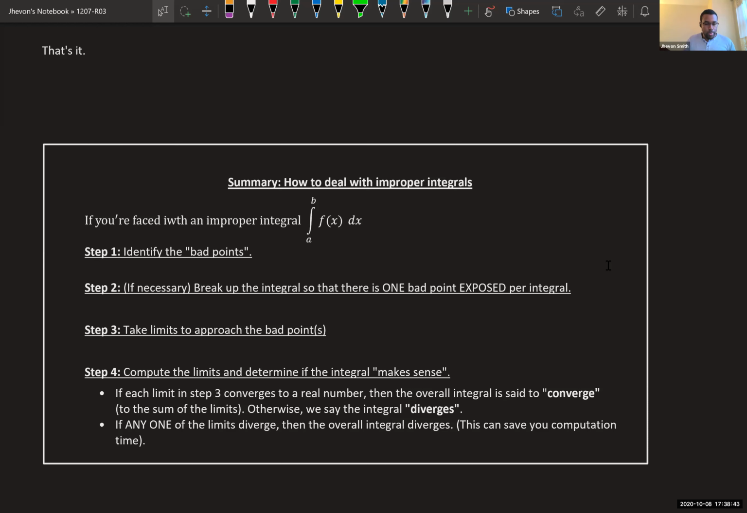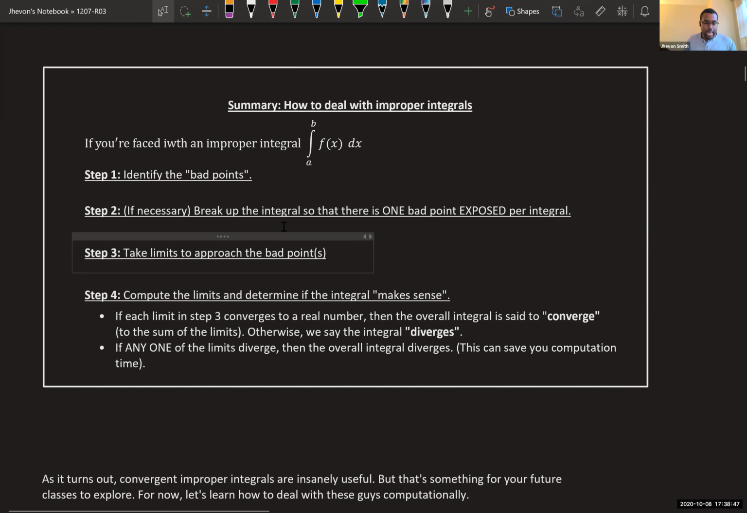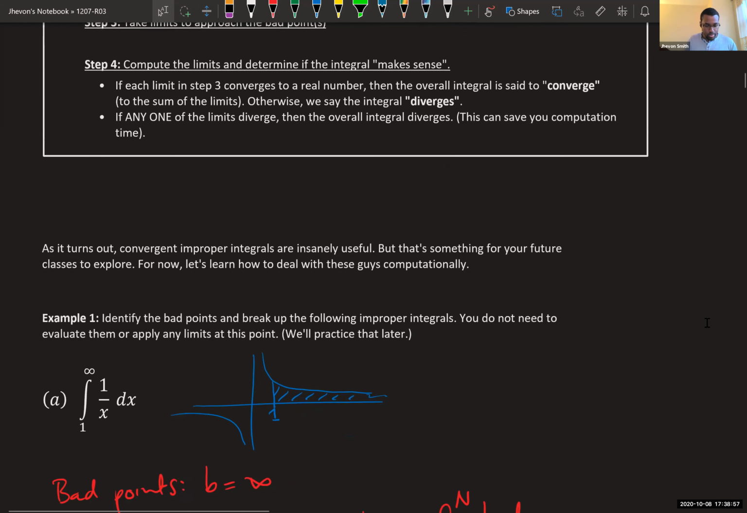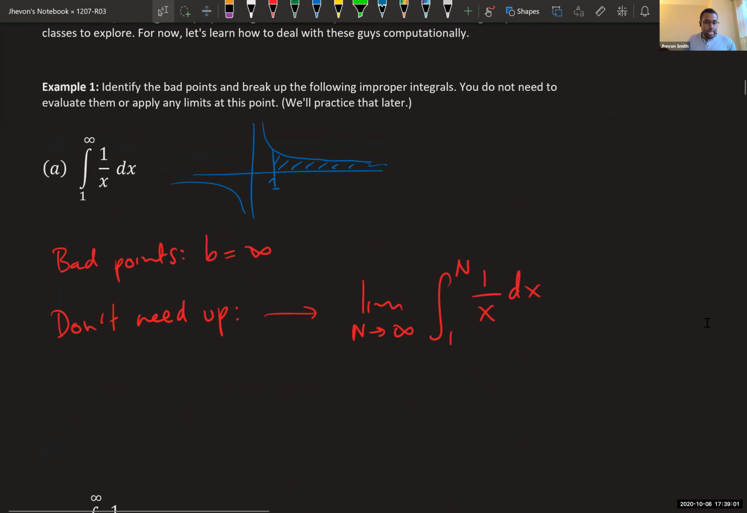Okay, I'll talk a little bit about that situation as we go on, but for now, what I do want to do is focus on how you'd actually go about computing improper integrals, because you'll need to know how to do that for your quiz tomorrow. So the first example we actually already did. We have to identify what makes an improper integral improper.